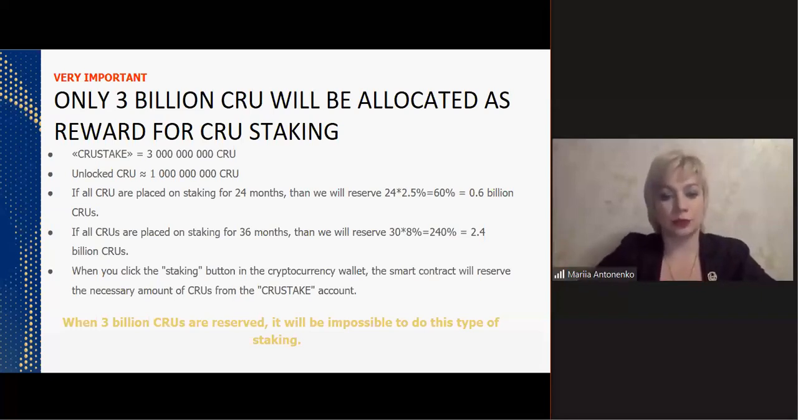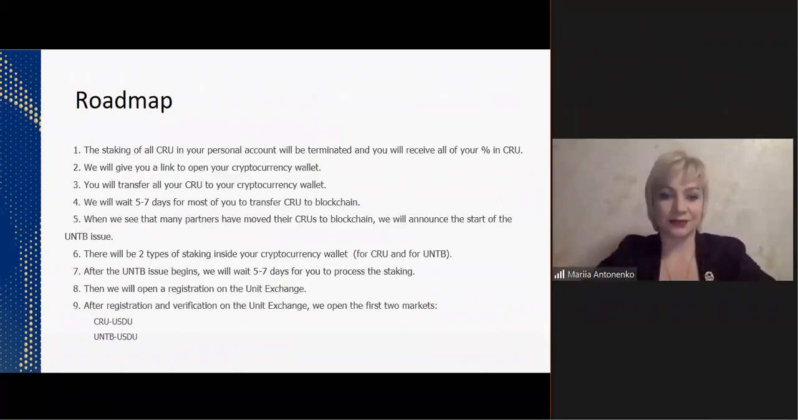And if you miss the chance, if you think that this information does not apply to you, one month later you'll tell us, how come I wanted to stake my unlocked CRUs and receive 8% per month, and the tokens are not there anymore? They ran out. So please make a note of it, if you want to. Just keep track of how many CRUs are left in the staking pool.